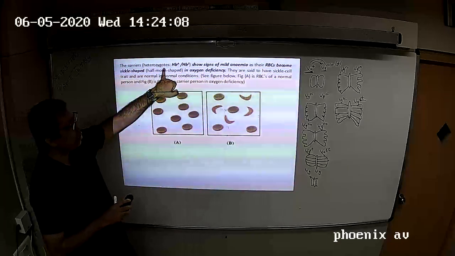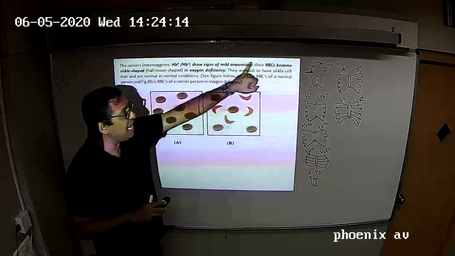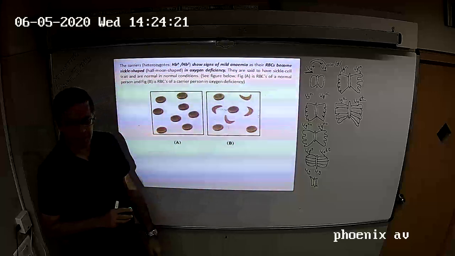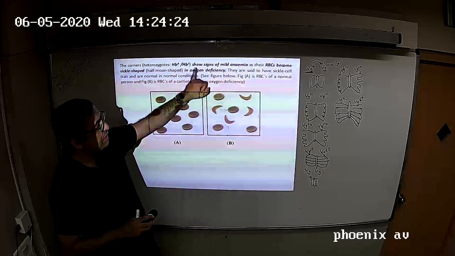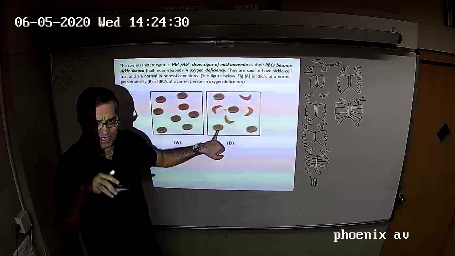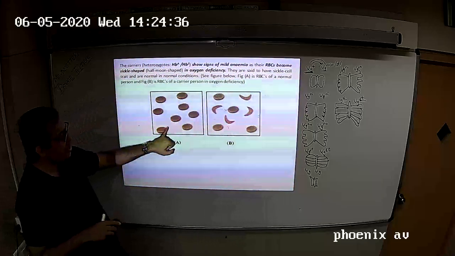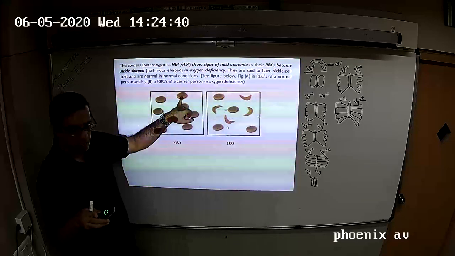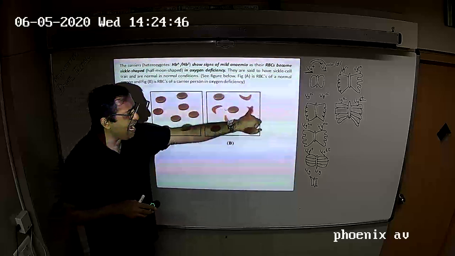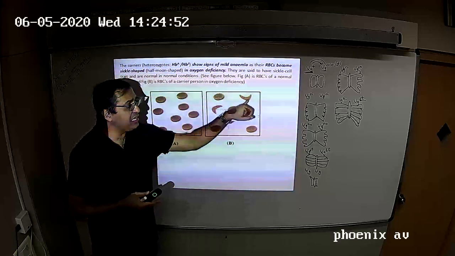Sir, what will happen to a sickle cell carrier? The carriers who are heterozygous HbA HbS show signs of mild anemia as their RBCs become sickle shaped or half moon shaped in oxygen deficiency. So if the person has HbA HbS, this is what will happen. HbA will produce normal biconcave RBCs and HbS will produce sickle shaped RBCs. This is HbA HbA, a normal person like you and me. We will have normal biconcave disc shaped RBCs, and this is a carrier HbA HbS, which produces some normal RBCs and some sickle shaped RBCs.